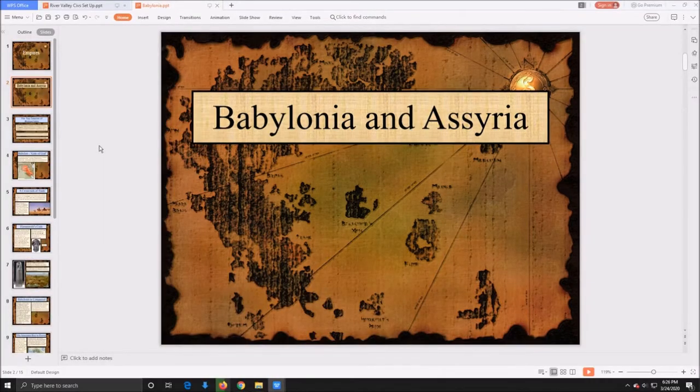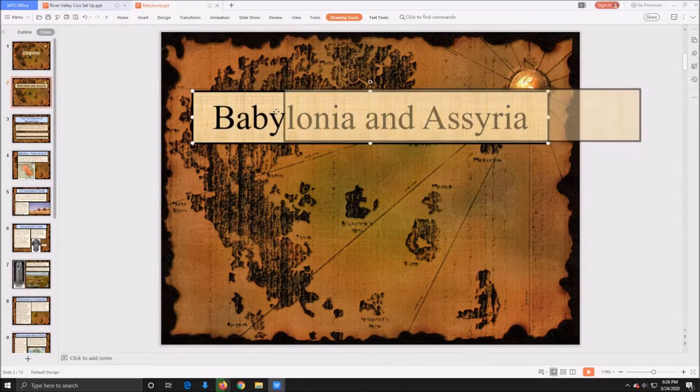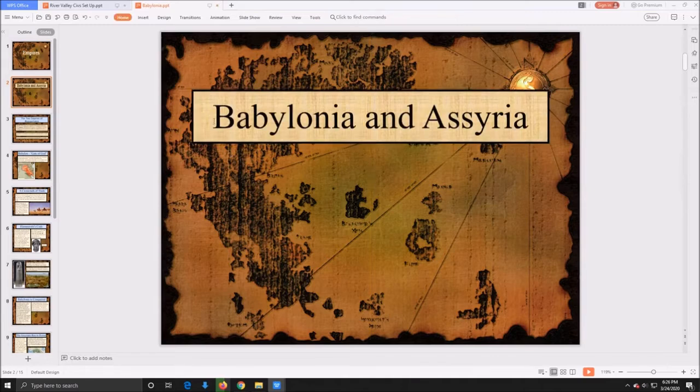For our first bullet, we're going to write down Babylonia and Assyria. So go ahead and make a bullet and write down Babylonia and Assyria.